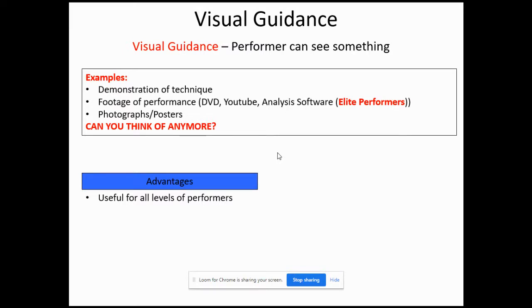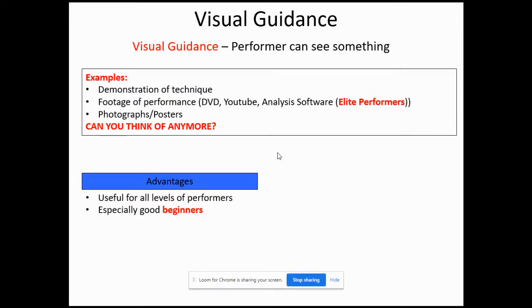Okay, it can be good for beginners, it can be good for elite, it can be good for intermediate in between. Okay, if you see something to help you improve, that will make you a better performer. It is, however, very good for beginners. Okay, beginners need to see what they've got to do. If you've never seen a forward roll before and someone asks you to do one and you've no idea what it is, there is no way you can perform it.